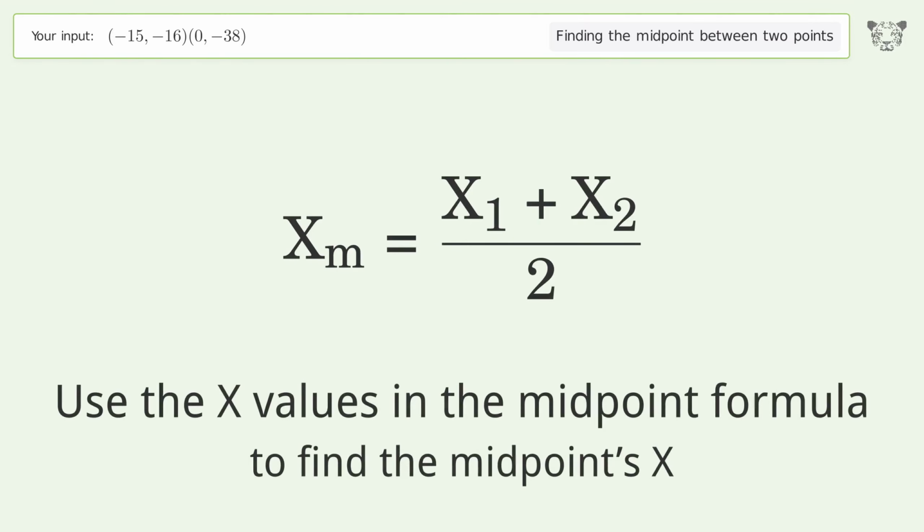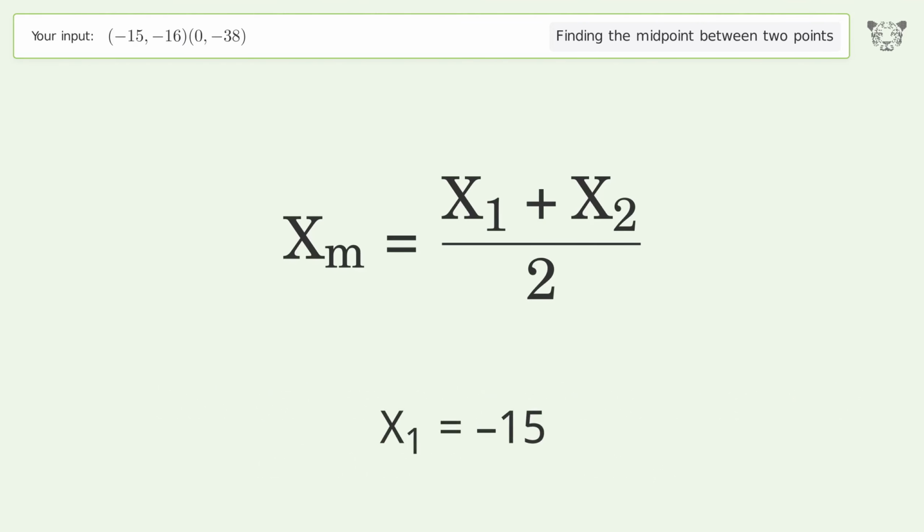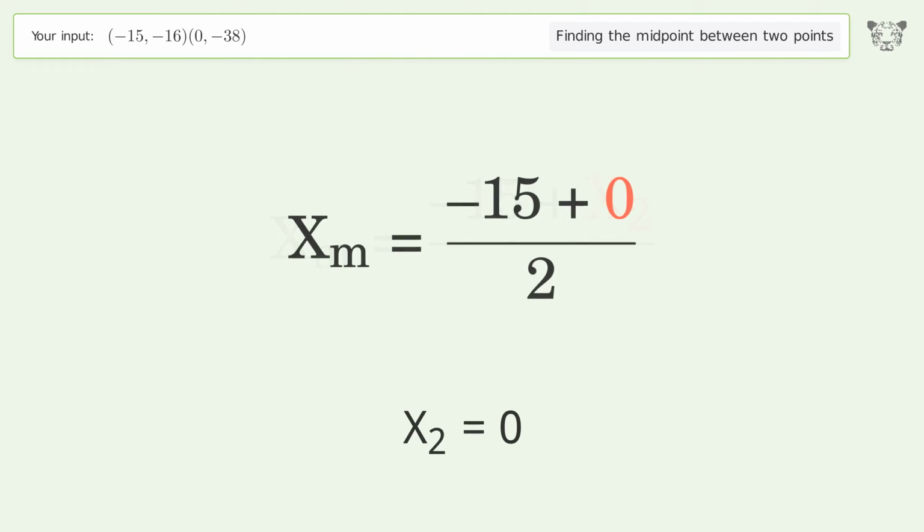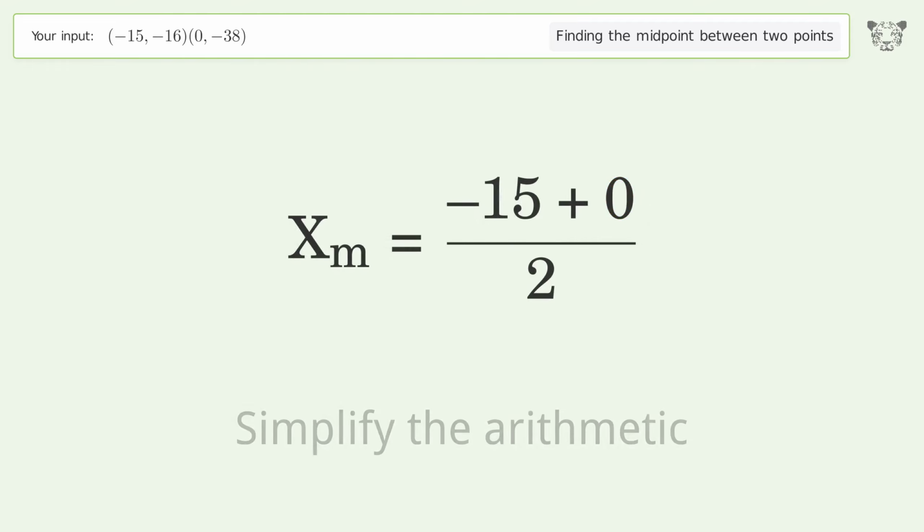Use the x values in the midpoint formula to find the midpoint's x. x1 equals -15. x2 equals 0. Simplify the arithmetic.